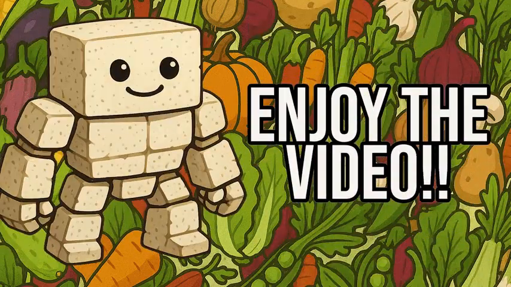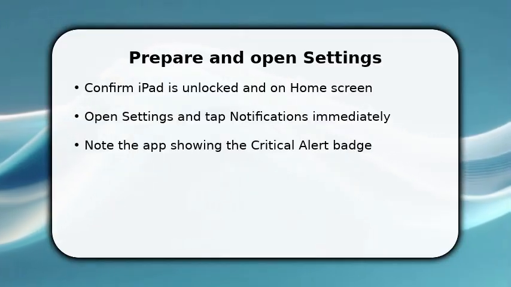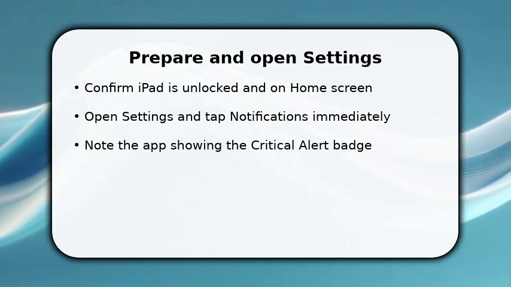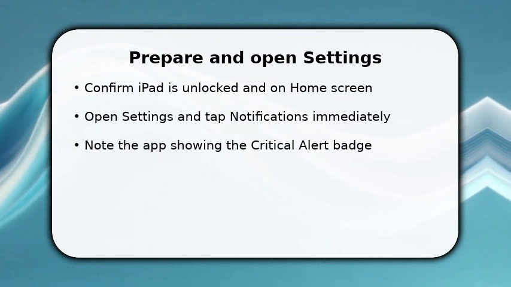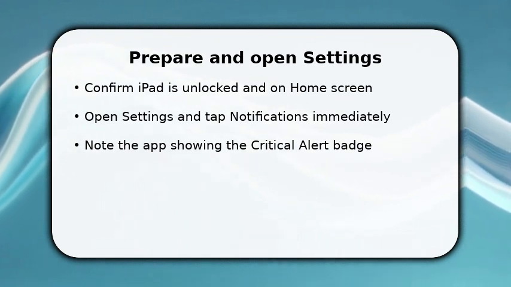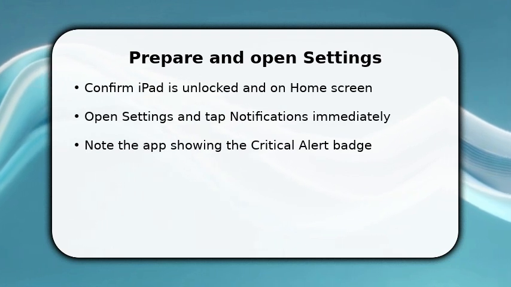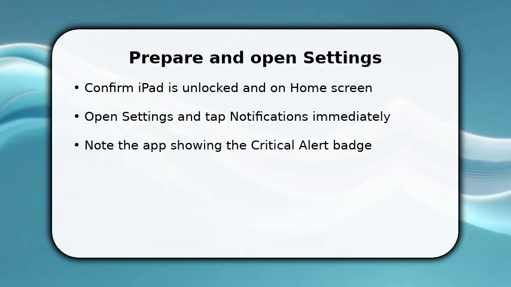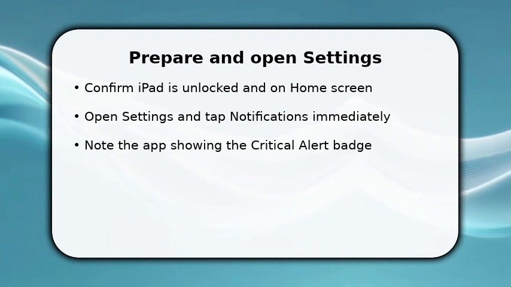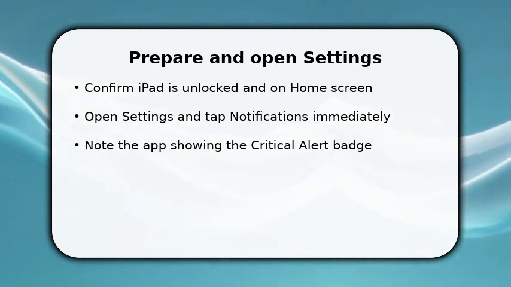Please enjoy the video. You start by acting now. Unlock the iPad and open Settings so you can change the alert quickly. Once in Settings, tap Notifications and scan the list to find the app that issued the critical alert. You do this because critical alerts bypass Do Not Disturb and sound even on silent. Identifying the specific app lets you target the source rather than toggling global sound settings.